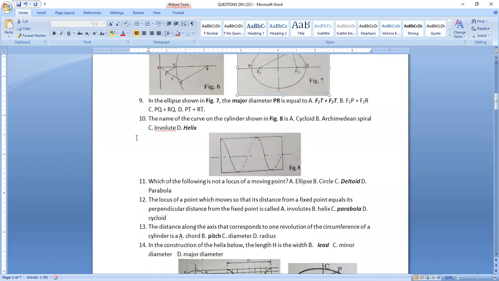Now we come to question 10. The name of the curve on the cylinder shown in figure 8 is a helix. So the answer is option D.